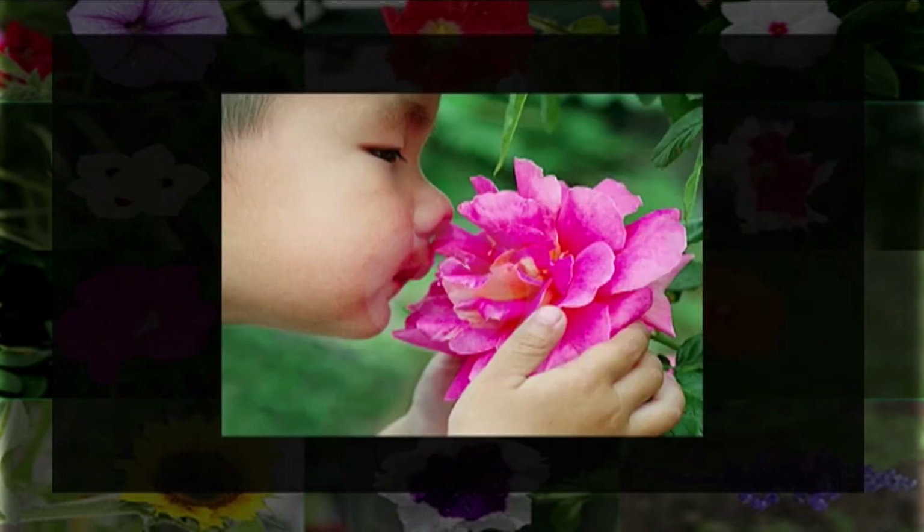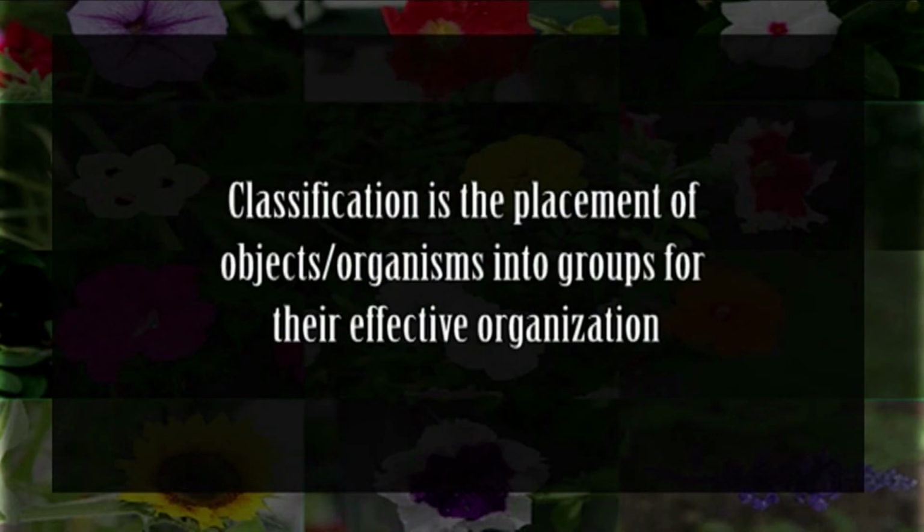Dear students, we all know classification is a basic human activity. The ability to classify different things is a characteristic that is innate in all of us human beings. For instance, we humans taste food and then classify it as good, bad or inedible. We smell a flower and then classify it as pleasant, offensive or odorless. So we can say classification is the placement of objects or organisms into groups for their effective organization.